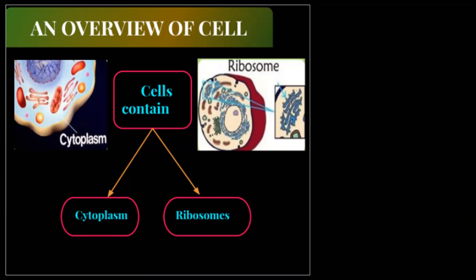So that is the outline of the structure of a cell. A cell contains cytoplasm and ribosomes in the case of prokaryotes, and cytoplasm, a well-defined nucleus, and other organelles in eukaryotic cells. Clear with that?